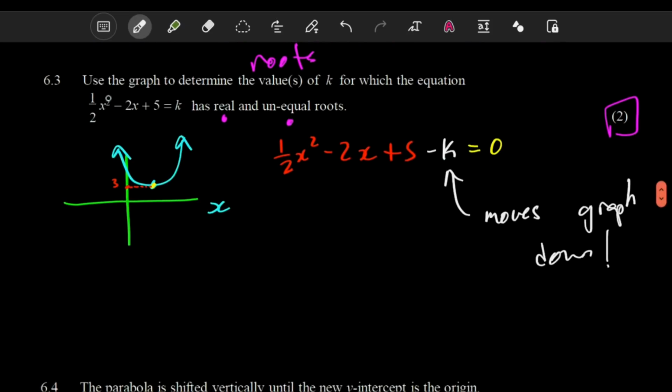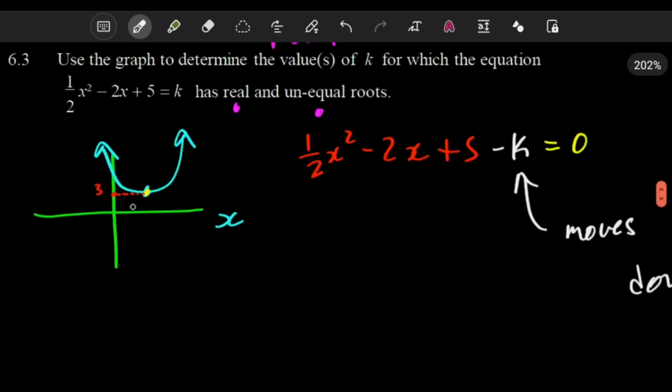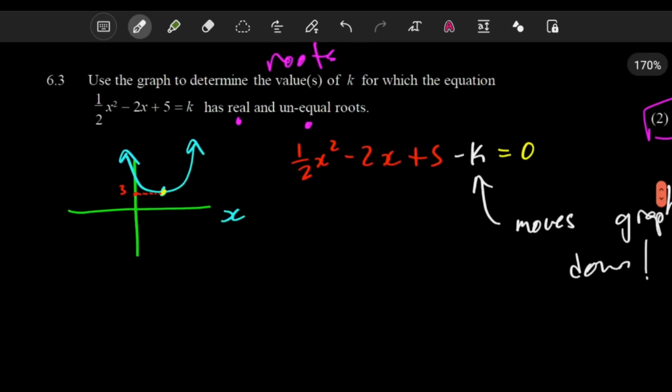So they're asking us here, use your graph to determine the values of k for which the equation has real and unequal roots. So for this to have real and unequal roots, we just have to determine how many units our graph must be moved down. Because as long as our graph is moved down, there's a specific number of units that we can move it downwards for it to start having real and unequal roots. And this is what I mean. If you look at your image, right?